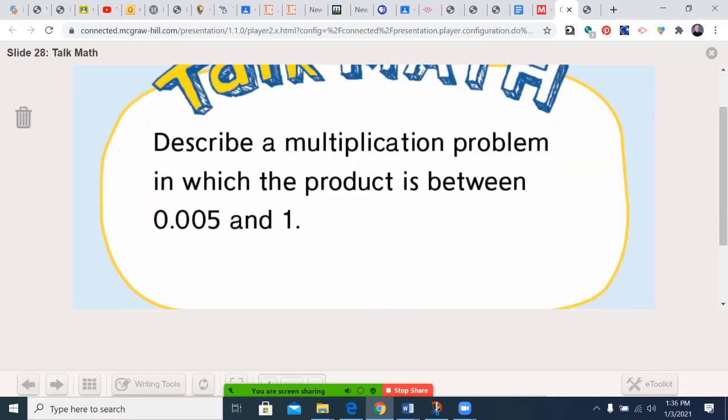All right, describe a multiplication problem in which the product is between 5 thousandths and 1. How about 1 times 0.2? Then your answer is 0.2. There are a lot of possibilities. You guys, my friends, need to practice.